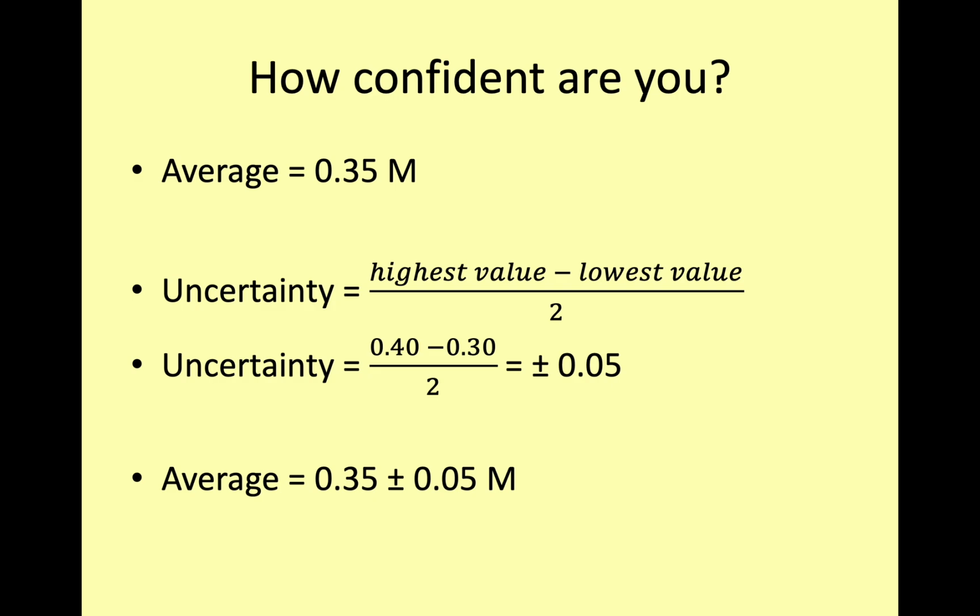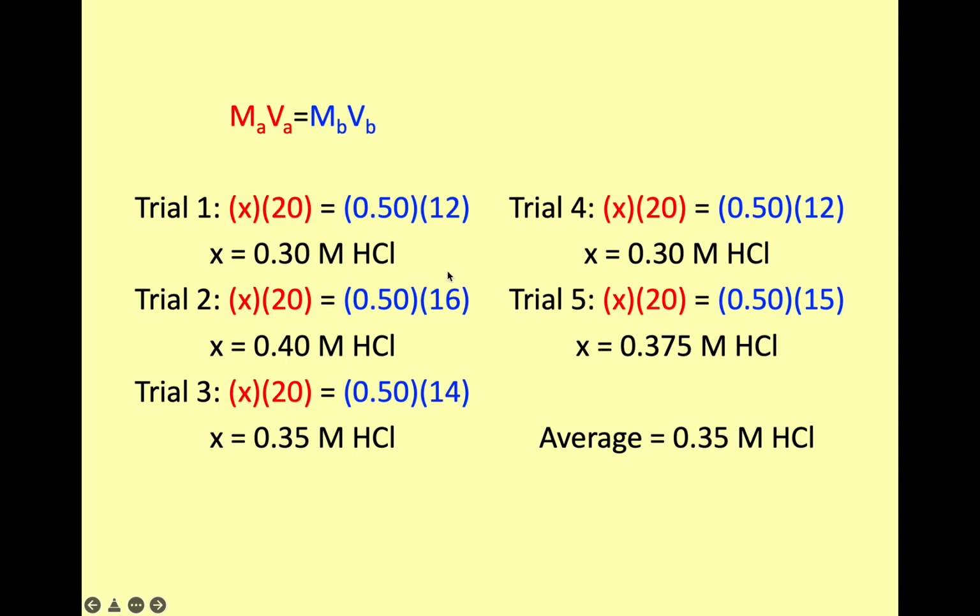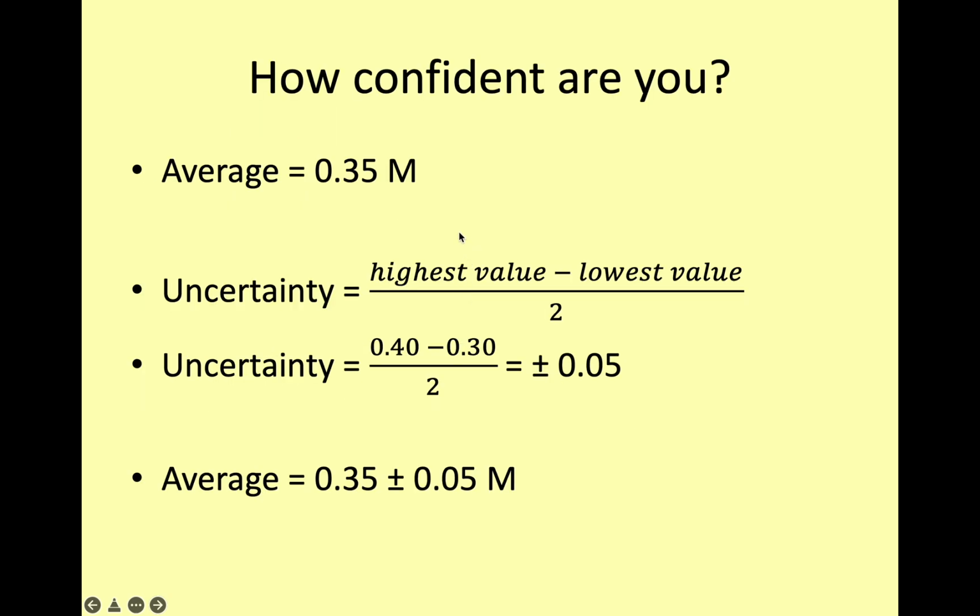Great. But let's go one step further. How confident are we in this? Because we were kind of all over the place, weren't we? We were between 12 and 16 drops. That was our lowest and our highest. So how confident actually are we? Well, we can put a number on this, and this is called uncertainty, specifically by the halfway method. We're trying to find the halfway point between the highest value and the lowest value.